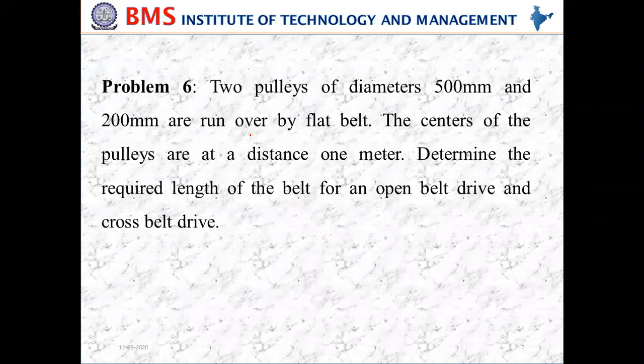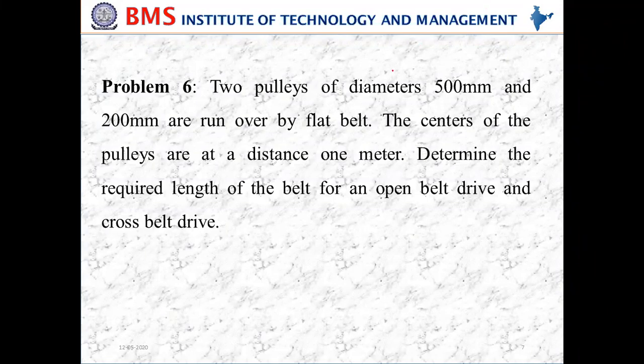Next. Two pulleys of diameters 500 mm and 200 mm are run over by a flat belt, and the centers of the pulleys are at a distance of 1 meter. The central distance is given, that is 1 meter. I think we have given the equation for the length of the belt. Determine the required length of the belt for an open belt drive and a cross belt drive.